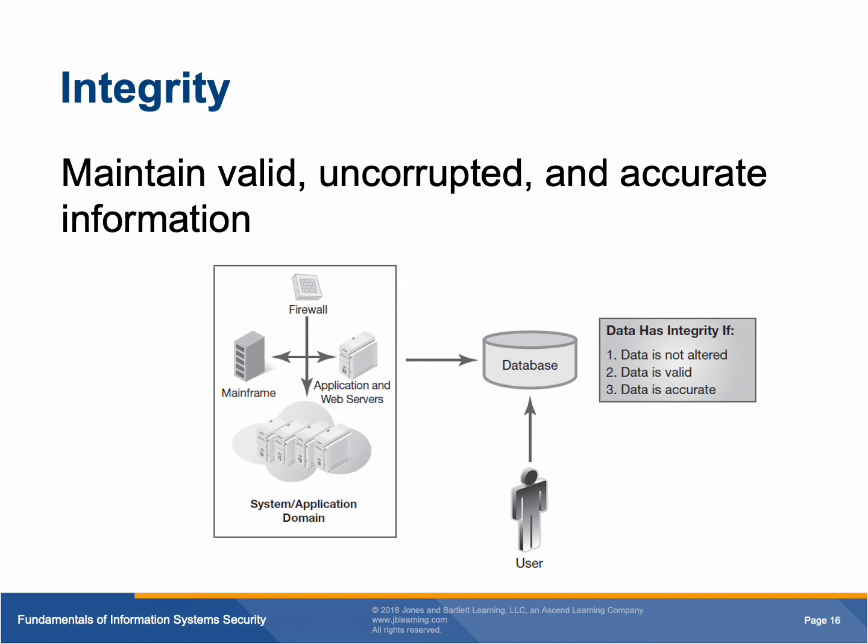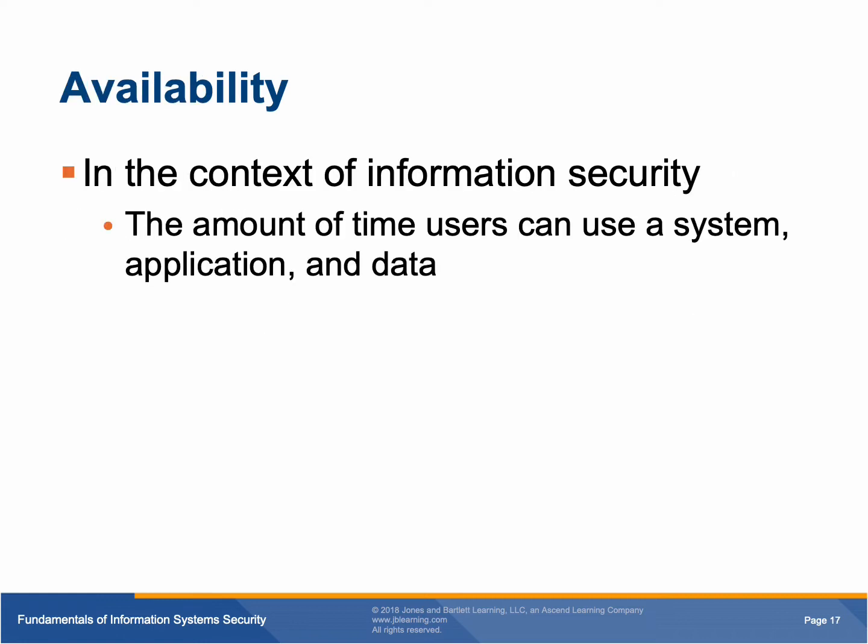Integrity. So we want to maintain the uncorrupted data, the accuracy of data. So we want to make sure the data is not altered. We want to make sure the data is valid. We want to make sure the data is accurate. And so when the users are connecting to the internet, that's what integrity is about. Availability, making sure that the information is available when I need the information.